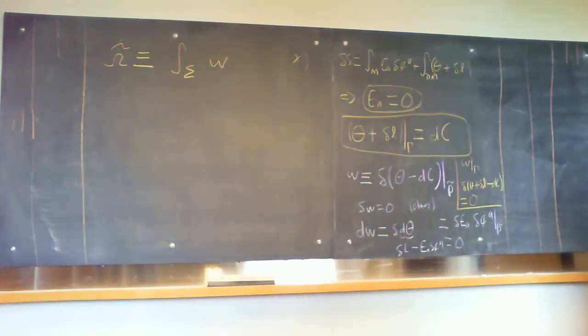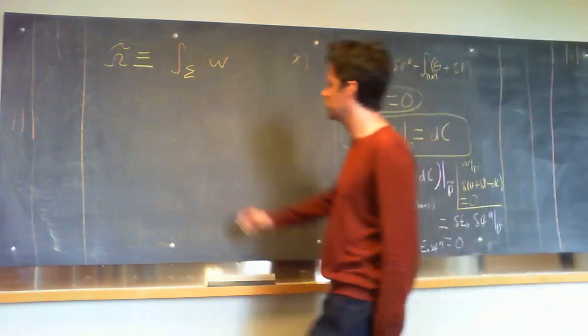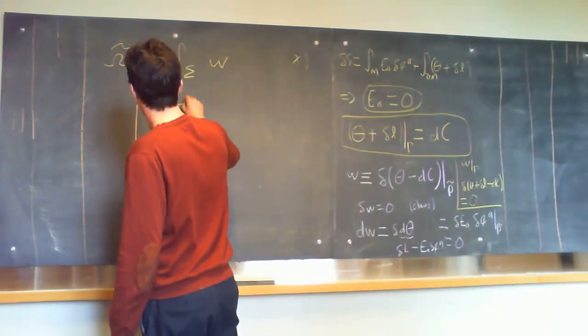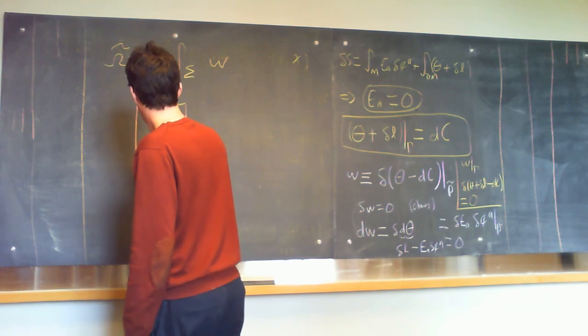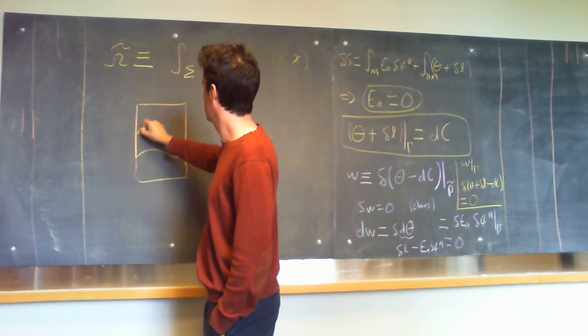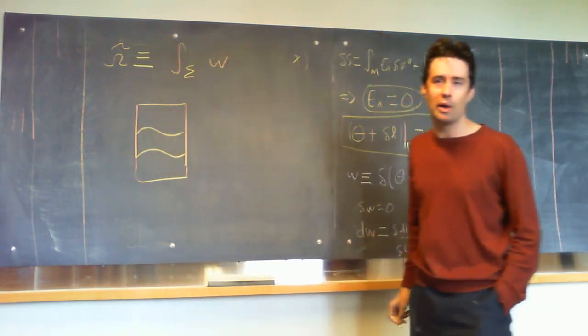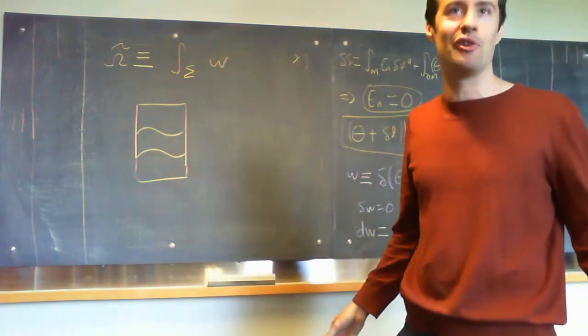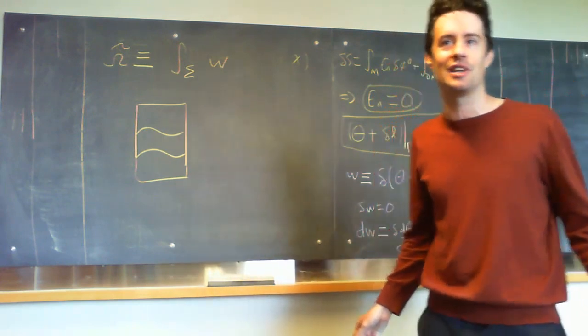Now, to convince you that this is a good definition, I have to convince you of several things. The first is that this is independent of the choice of Cauchy slice that we make. That had better be true because the whole point is to be covariant. And so if this depends on a Cauchy slice, that would just be a pity.